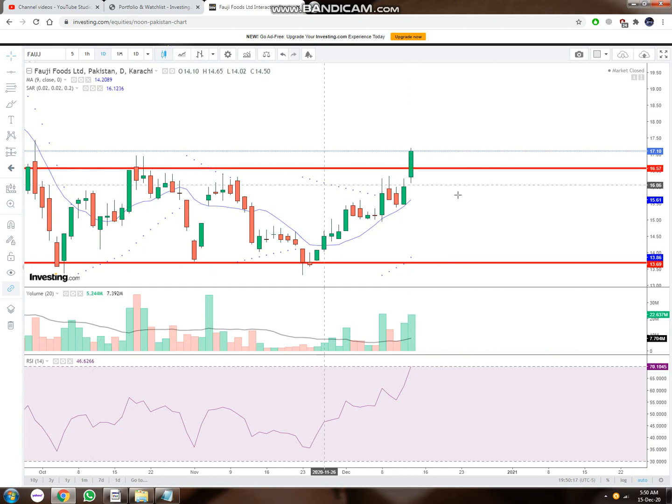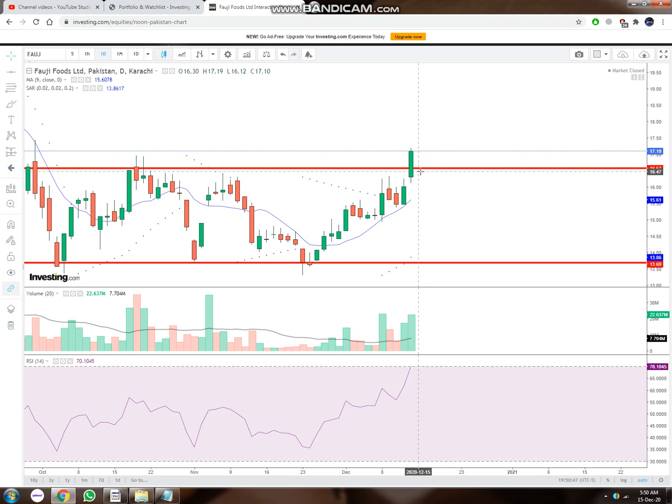The trend is moving sideways, and this strong bullish candlestick appeared over here. Now what should you think? Is it a false breakout, or is it a real breakout? We do not know that yet, so we'll have to wait for the next trading day to show us whether it's a false breakout or a real breakout. So we are going to wait for it.